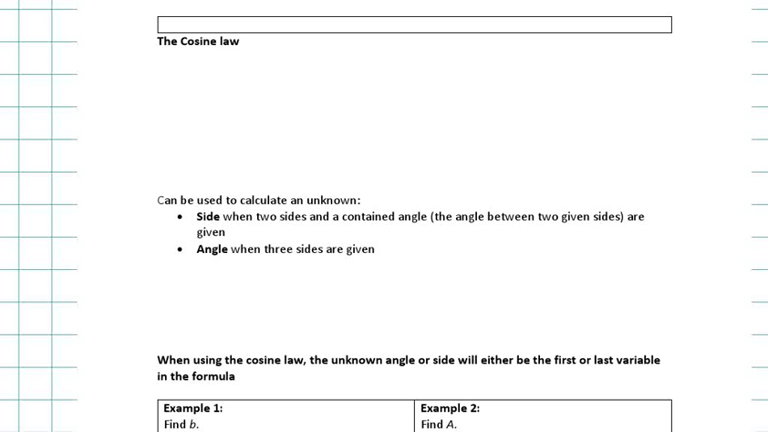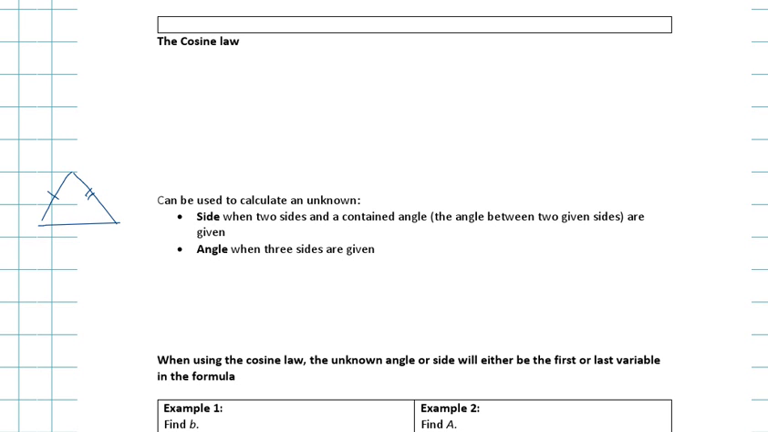So the cosine law can be used when you have two sides and the contained angle. Okay? What does the word contained mean? Contained, so it's kind of in between, right? Contained means like when you contain something, you close the door on them, you contain them in a certain area, right? So a contained angle is the angle that is contained between the two sides.